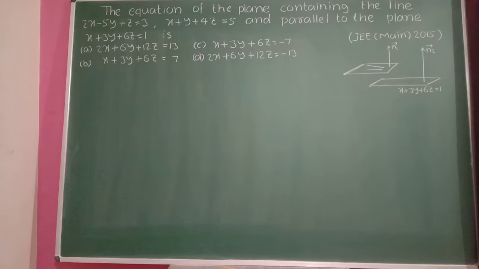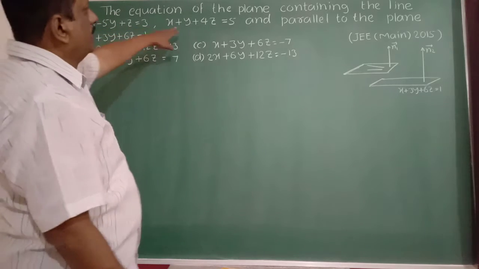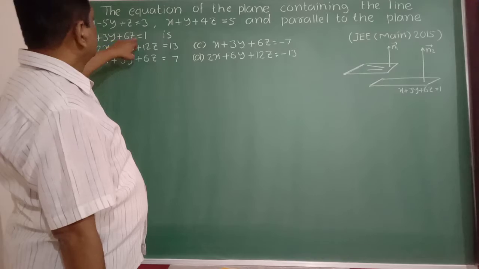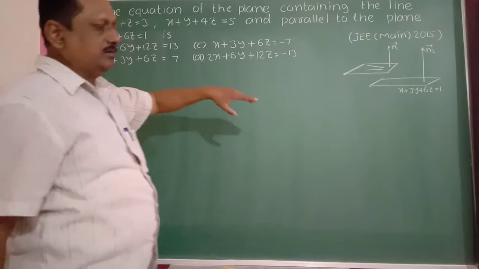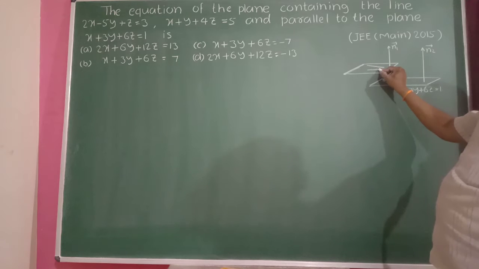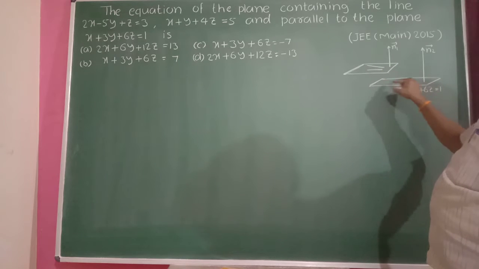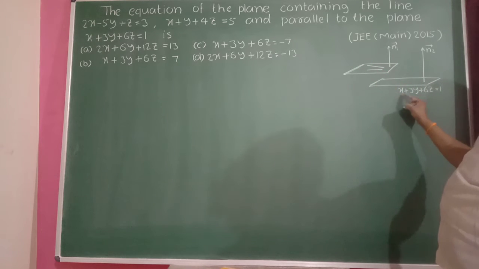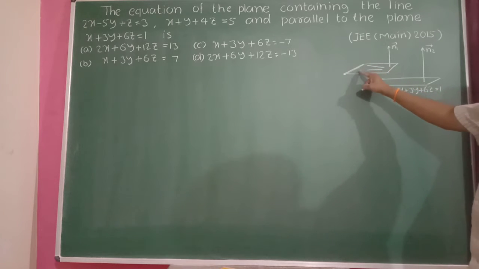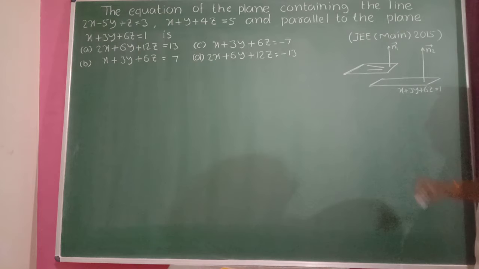So the equation of the plane containing the two lines here and parallel to the plane x plus 3y plus 6z equal to 1 is what here. So this is one plane here. This is a plane containing the lines here and parallel to one more plane. They have already given x plus 3y plus 6z equal to 1 here. First find the equation of this plane containing these two lines here.